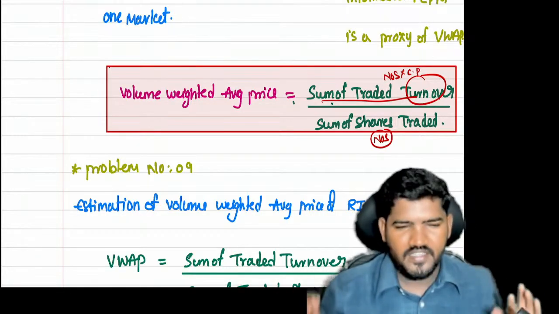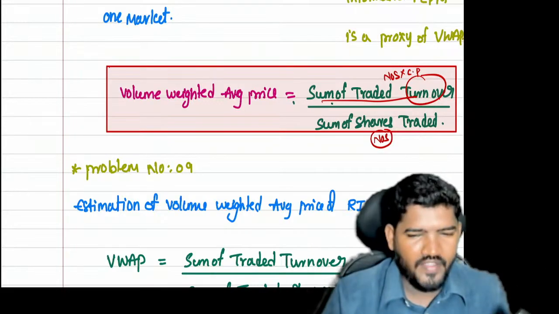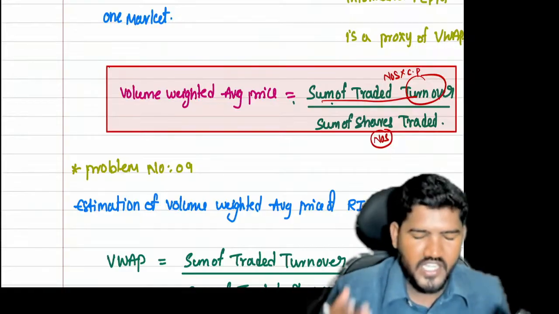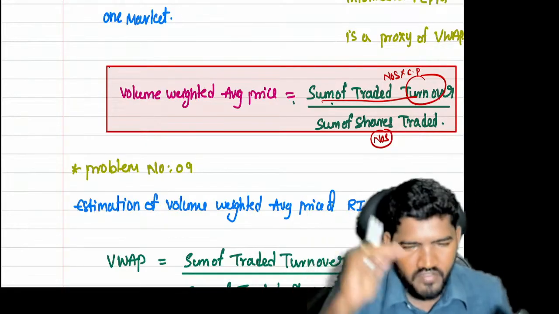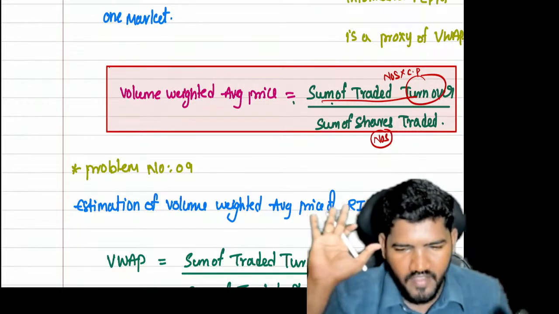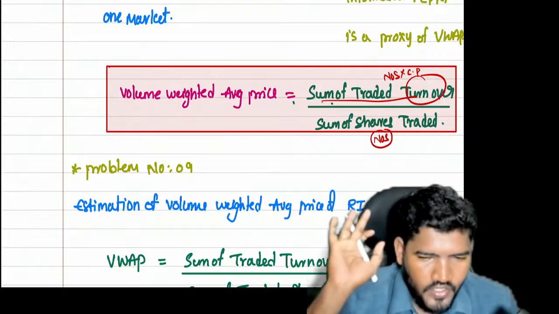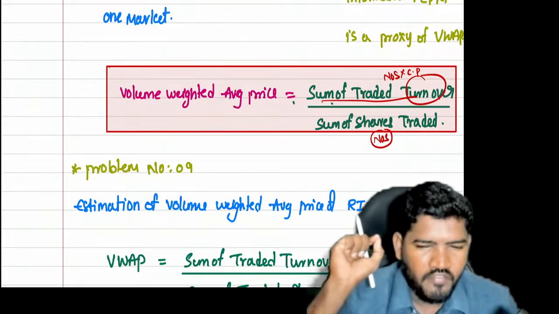Not only 10 days, it is based on the availability of the information. If you don't have traded information, there is no chance of doing valuation. That's why take an assumption: closing price is a proxy of volume weighted average price if you don't have any traded information. If you have traded information, the effective valuation is the volume weighted average price.